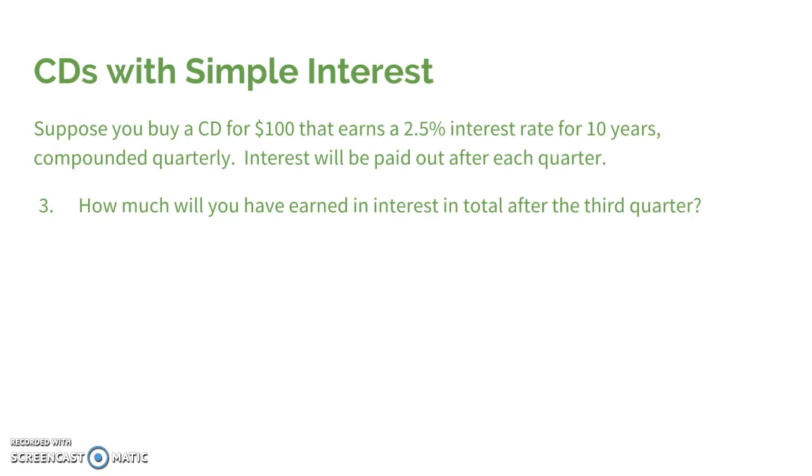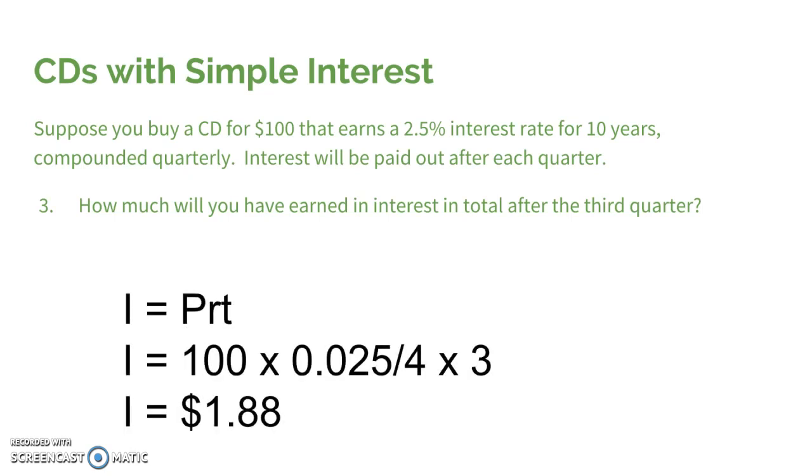How much will you have earned in interest in total after the third quarter? Take a moment to answer this one. All right. Here again, a simple interest formula, only this time my period is 3. Number of periods is 3 since I want to know after the first 3 quarters. Total amount of interest I would earn? $1.88. And yes, you could have done the same thing with taking that 63 cents times 3 since it is 3 periods.